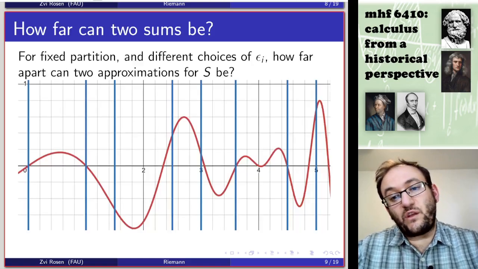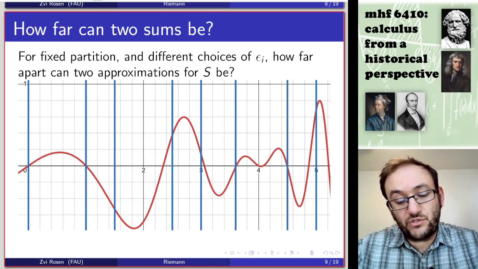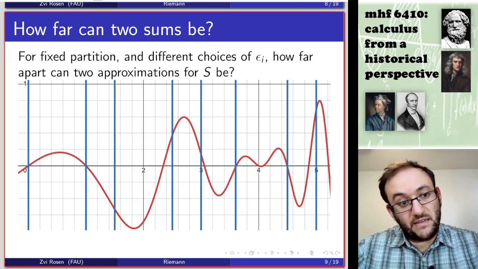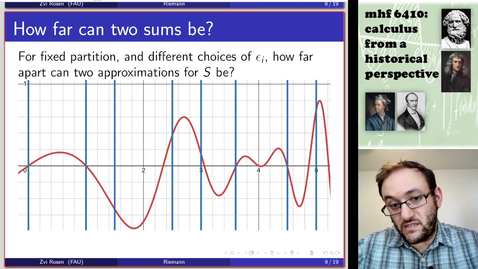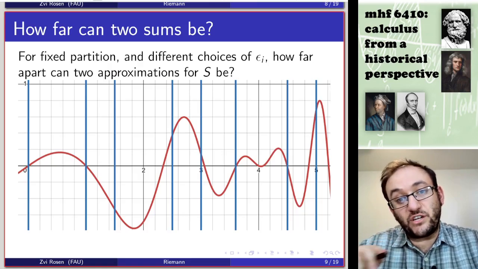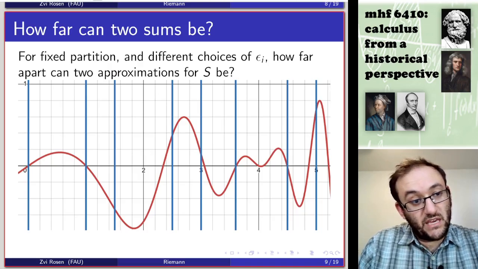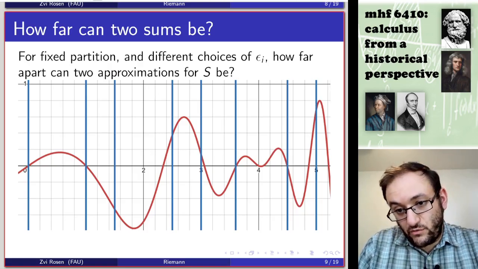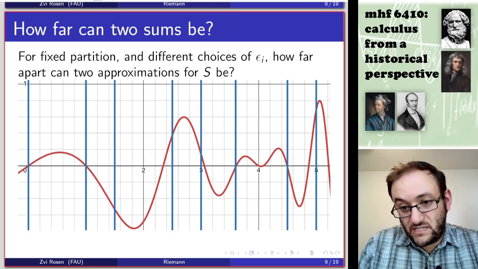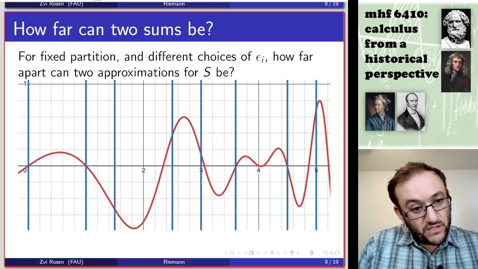Okay, and to understand when this limit will exist, we're going to look at how far apart two of these Riemann sums can be. So for a fixed partition and different choices of our epsilons, meaning choosing the function value, how far apart can two approximations for S be? Okay, so we'll go through picking the largest value that a rectangle can have and the smallest value that a rectangle can have, going into the negatives. So first, the largest value.